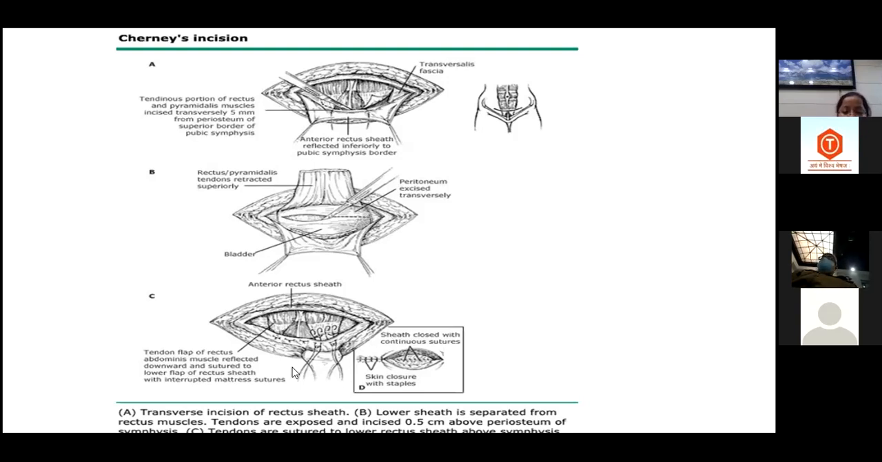When we are closing the abdomen, the tendinous flap of the rectus abdominis muscles is reflected downwards, and it is sutured to the lower flap of the rectus sheath with interrupted mattress sutures.